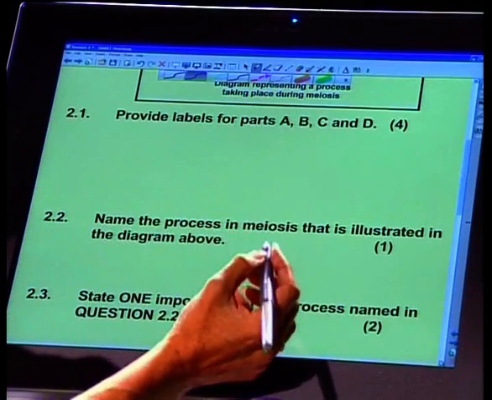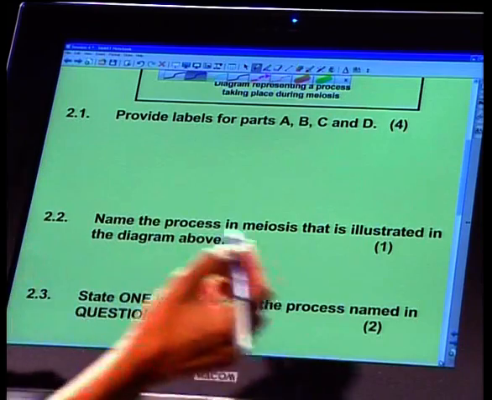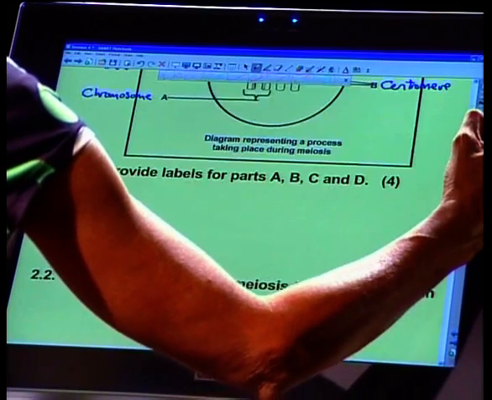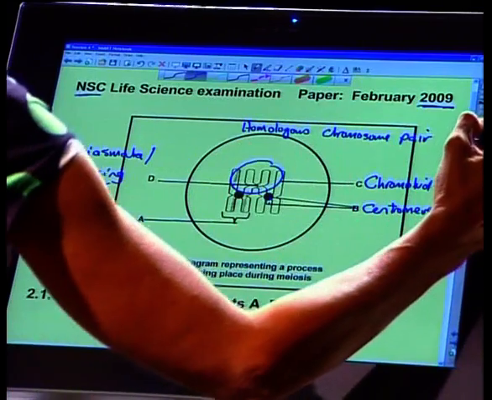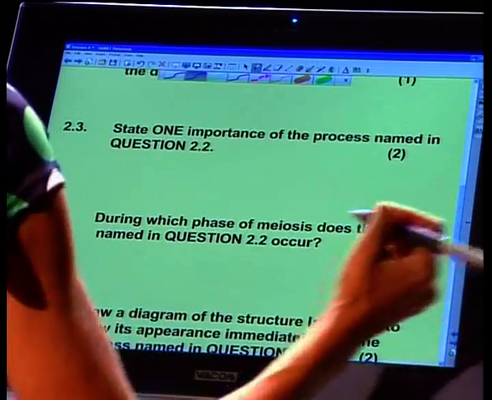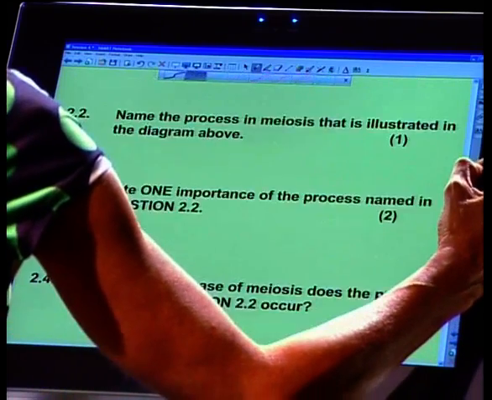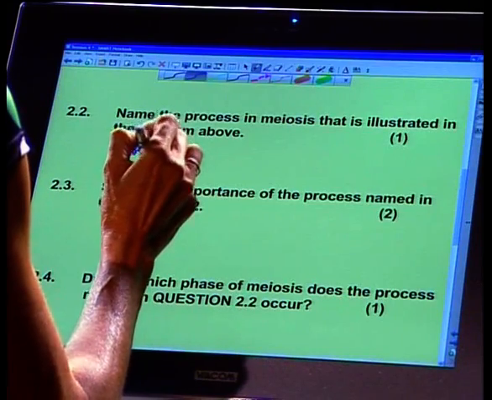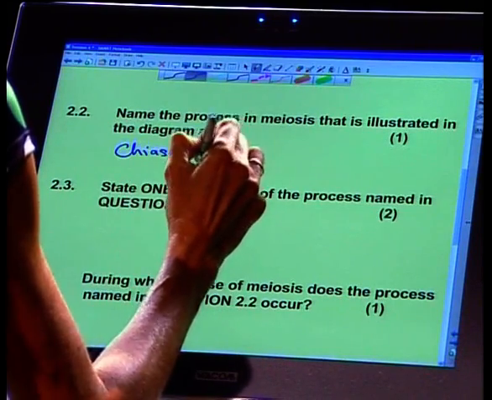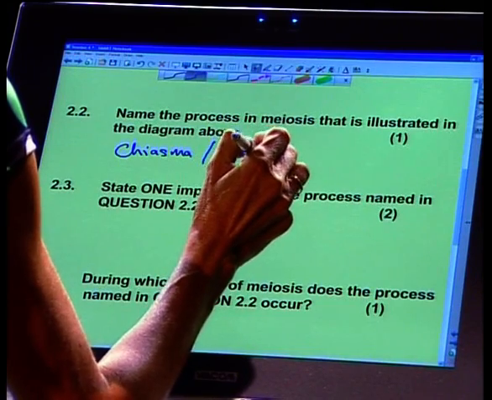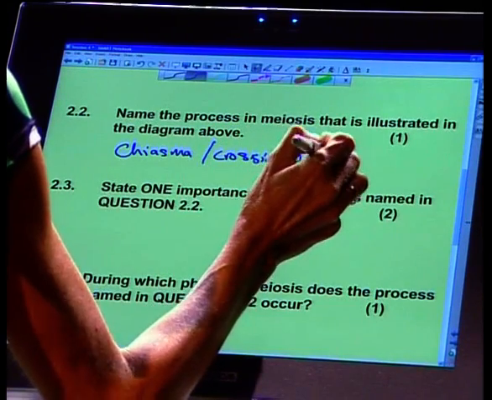Let's have a look. 2.2, name the process in meiosis that is illustrated in the diagram above. So that's very easy. What are we looking at here? We're looking at this, which is the chiasma, or the crossing over. Now, don't try and be clever in an exam and write both. You choose whichever one suits you, and that's the term, because they mean the same thing. All right, so it's the process in meiosis that's illustrated.